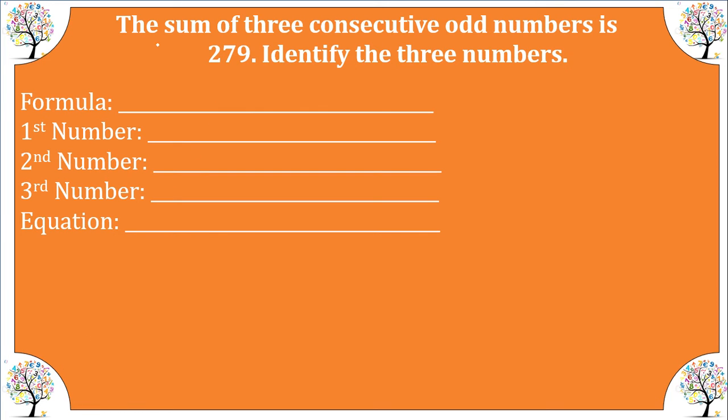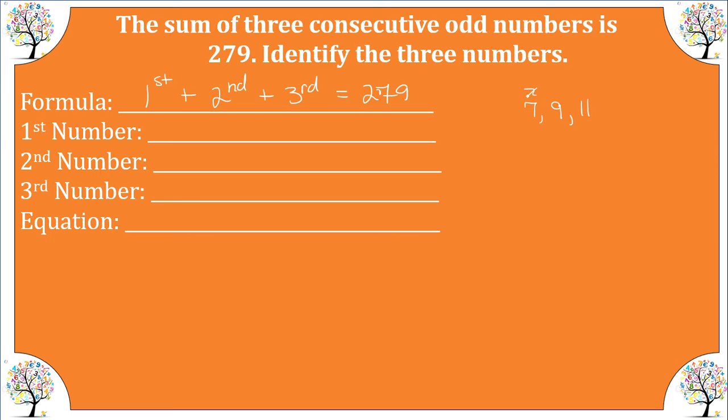This time we have a sum of 3 consecutive odd numbers, and the total is 279. So we still are going to have a first number plus a second number plus a third number equals 279. But let's take a look at if we had 3 consecutive odd numbers. It would be like 7, 9, 11.